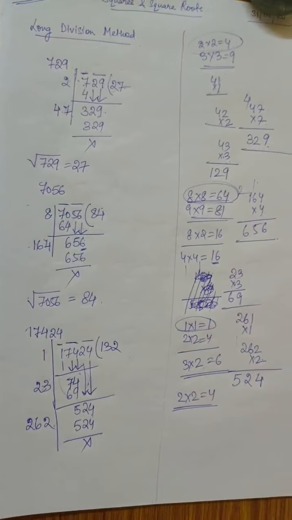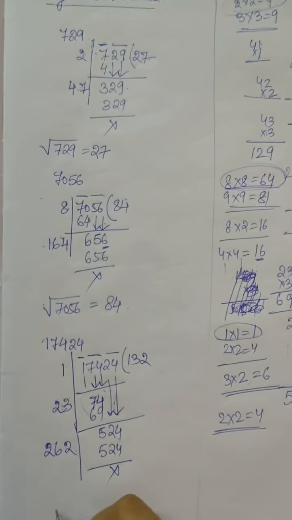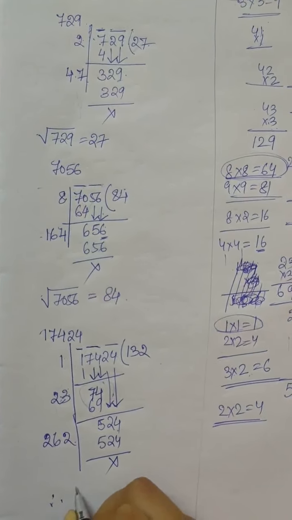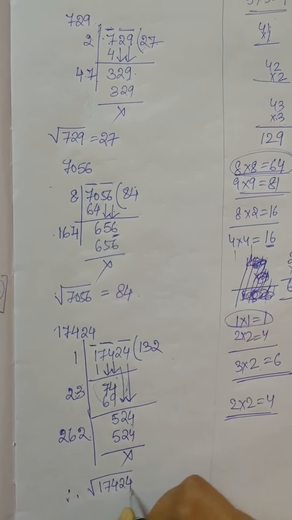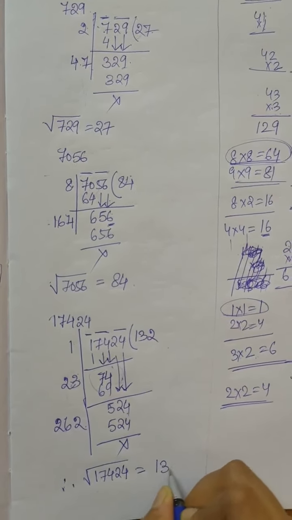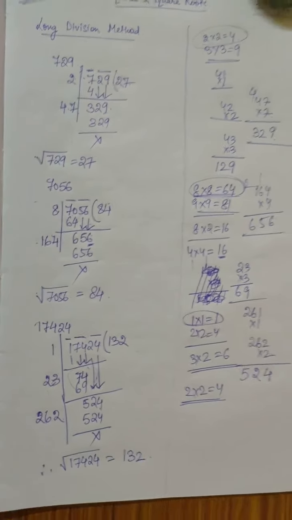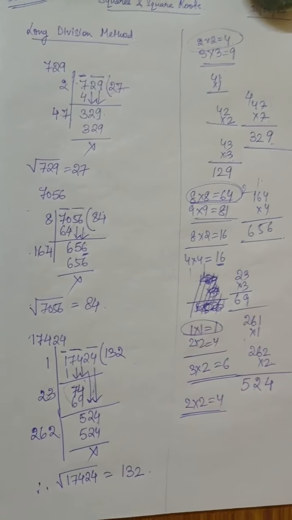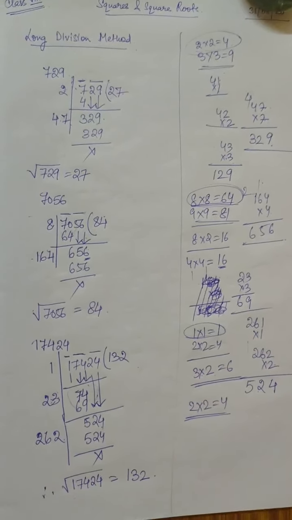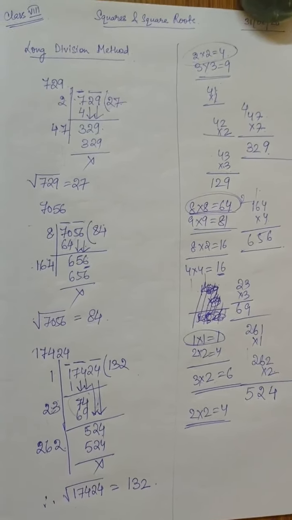So there is no more remainder now. So therefore we can write down that the root of 17424 will give us 132. So that is all. We have learned all the types of digits through the long division method. So now we will move on to the exercise.